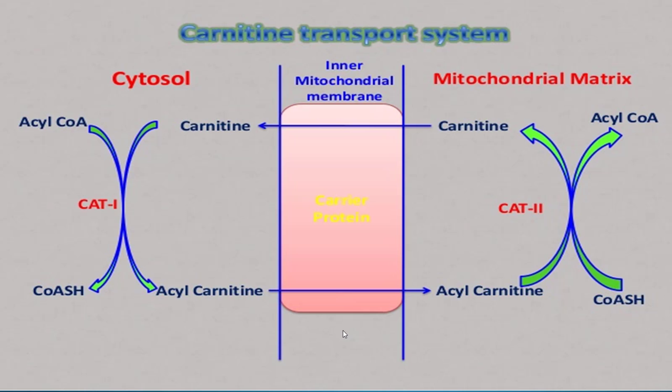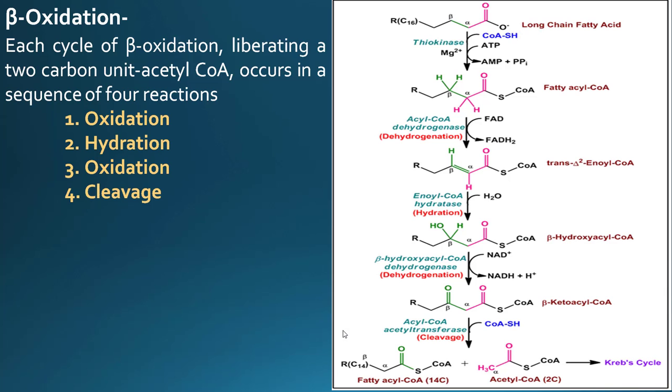reuse. This is the diagrammatic presentation of how the carnitine transport system operates, transferring that acyl-CoA from the cytosol to the mitochondrial matrix with the help of the carnitine shuttle. Then next is the beta oxidation.